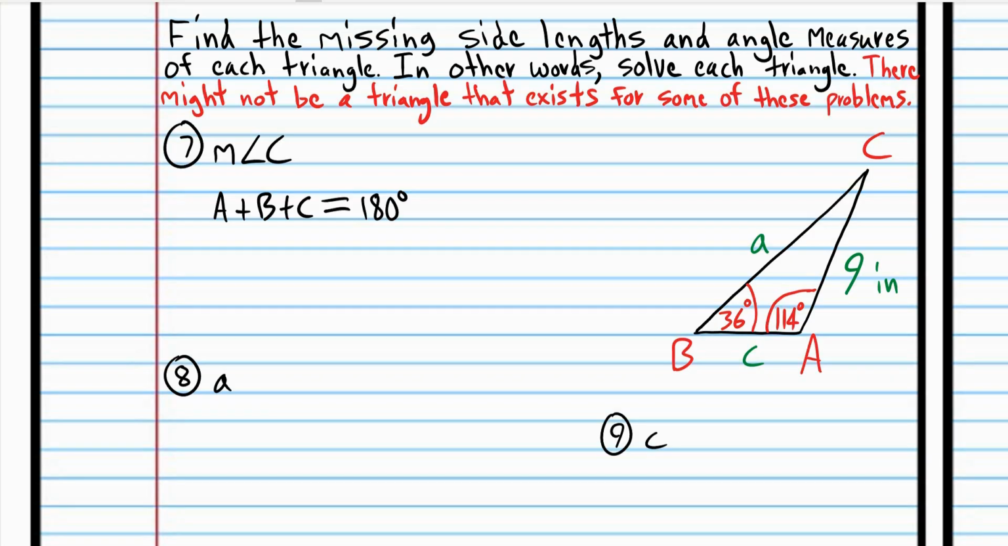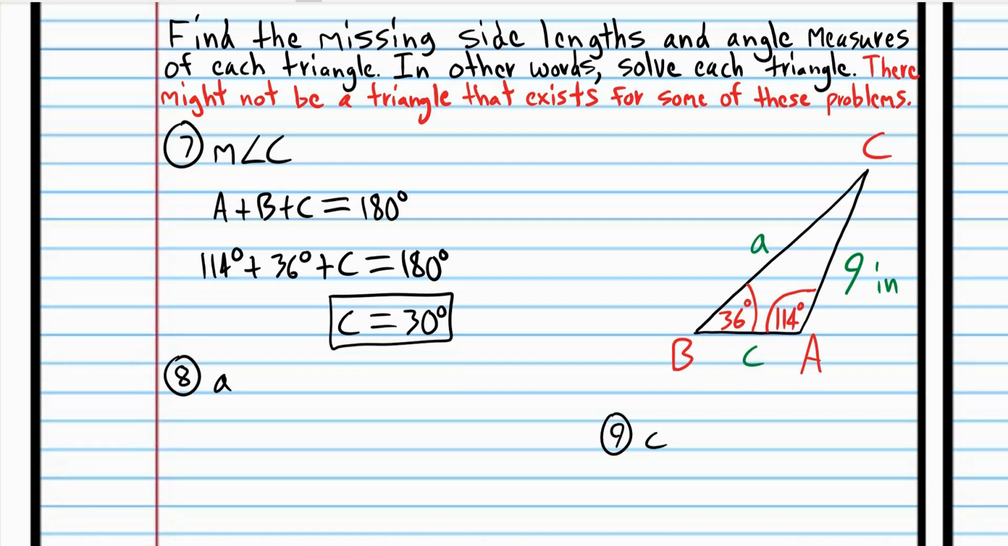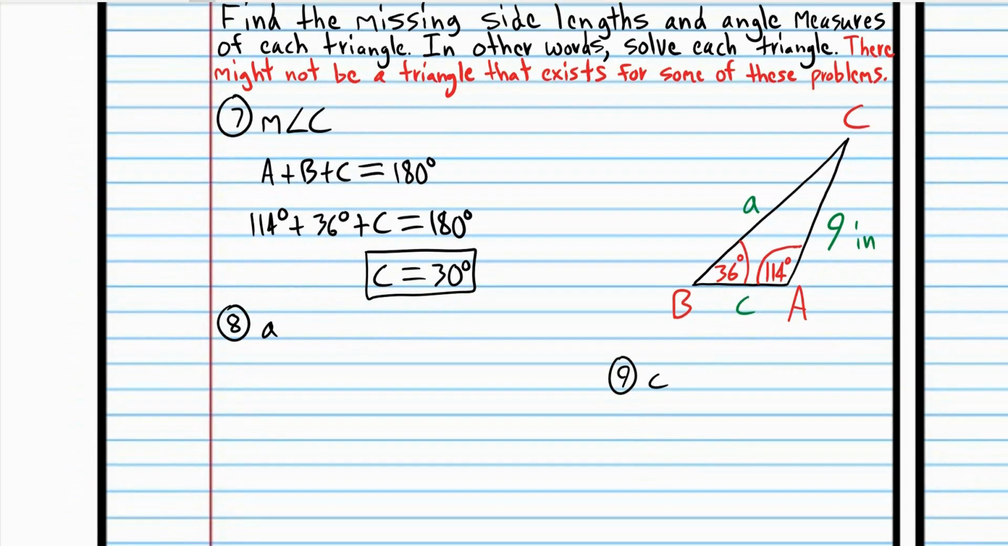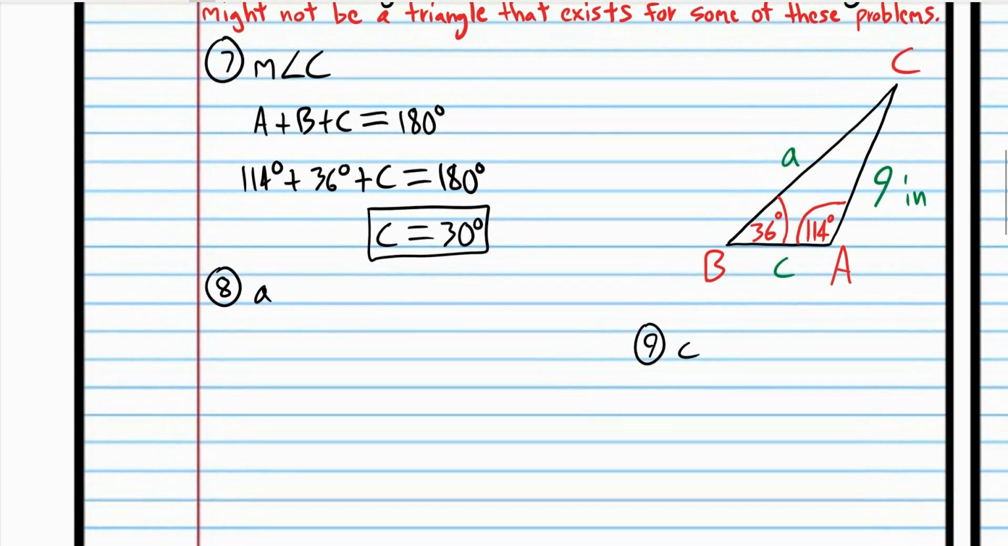Okay, so the measure of angle A is 114 degrees, measure of angle B is 36 degrees, and we're looking for the measure of angle C. And don't be afraid to use your calculator for this. We get 30 degrees. So that is one of the answers. Well, actually, that's the answer for number 7. So we're done with number 7. On to problem number 8.